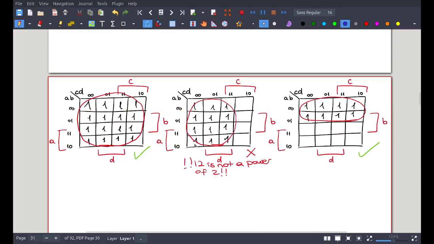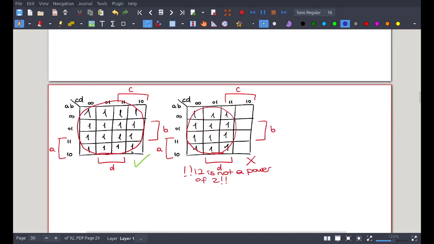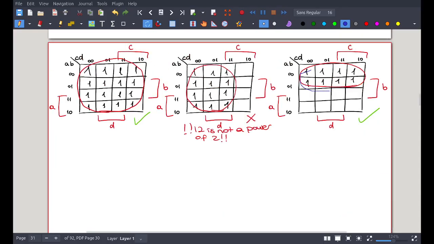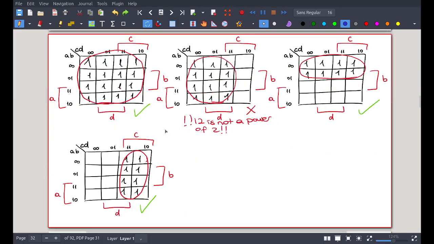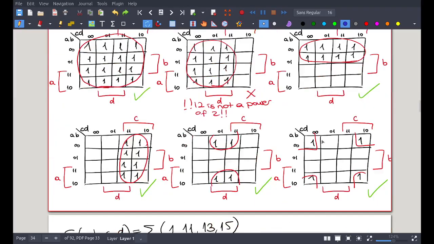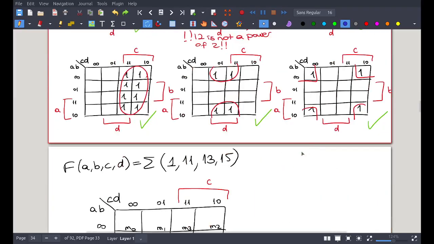And then we do the same exact thing. We can group them in different ways. We can group them as all 16 together, or we cannot group like this. We cannot group 12 because 12 is not a power of 2. We can group like this because it's 8 values together. We can group them like this. As I mentioned earlier, we have to group the biggest grouping. We have to make it as big as we can.